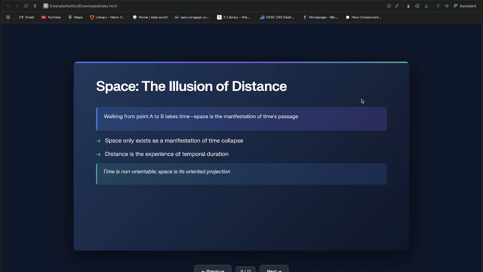A four-dimensional being wouldn't actually have to walk. They'd go to a time where they were at point A or at point B in order to travel. So I think that's very, very interesting.